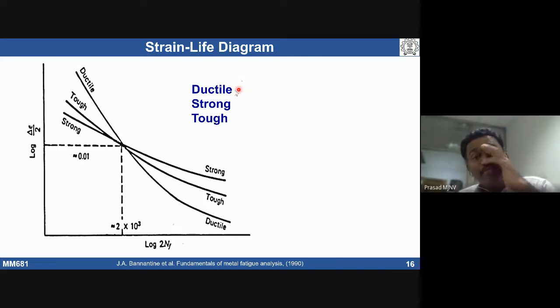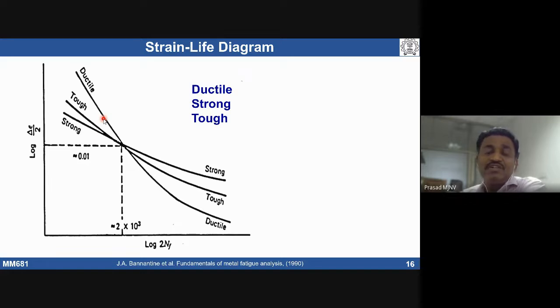For the same composition, everything the same, one material behaves ductile, another becomes close to brittle, which I call strong, and another is tough in nature. So the material performance is going to change even within fatigue. Low cycle fatigue performance is different from high cycle fatigue performance. Once I fix my strain amplitude or stress amplitude, strong materials are going to behave better under high cycle fatigue, whereas under low cycle fatigue, ductile materials are going to behave better.